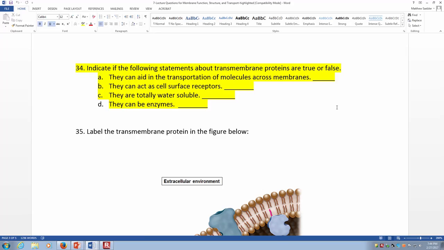Can they act as cell surface receptors? Right, yes they can, so true. This one you kind of have to think about it. It's not something that I told you directly. Do you think they are totally water soluble?